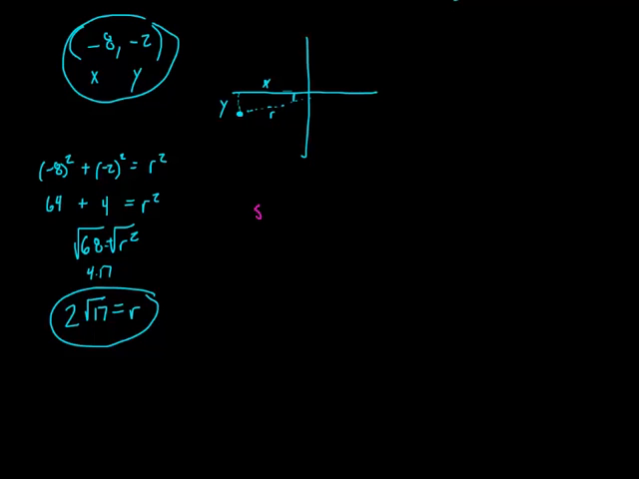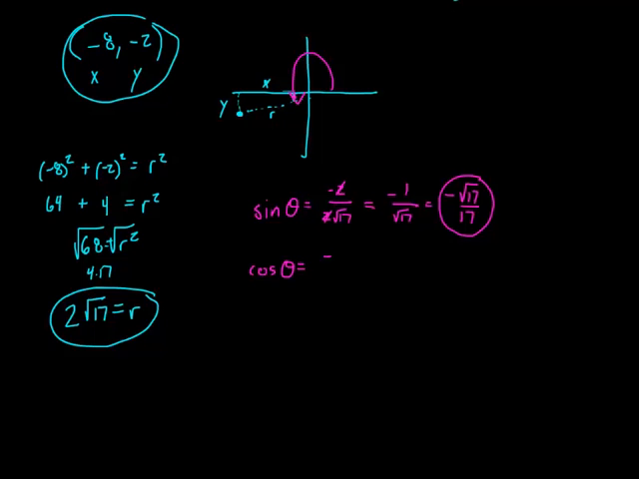So let's find sine. Sine of this angle, I'll just call it theta, is going to be y, -2, over r, 2 radical 17. A couple things are going to happen here. First off, the 2's are going to cancel, and I get -1 over radical 17. But I don't like that radical 17 down there, so I multiply top and bottom, giving me negative radical 17 over 17 as my final answer for sine. Cosine of theta is going to be the x, -8, over the radius of 2 radical 17. Once again, the 2 and the 8 are going to reduce to -4 over radical 17. Then once again, I multiply the top and the bottom, resulting in -4 radical 17 over 17.